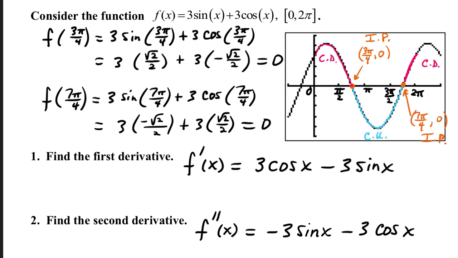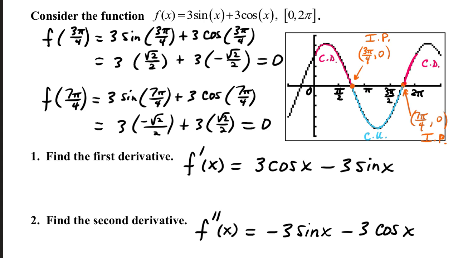Visually, you can tell that the concavity changes here. When we sub 3π/4 into the original function, and remember for inflection points you use the original, F of 3π/4, sub that angle in for x, use your unit circle values, you get 0. So this inflection point is (3π/4, 0).